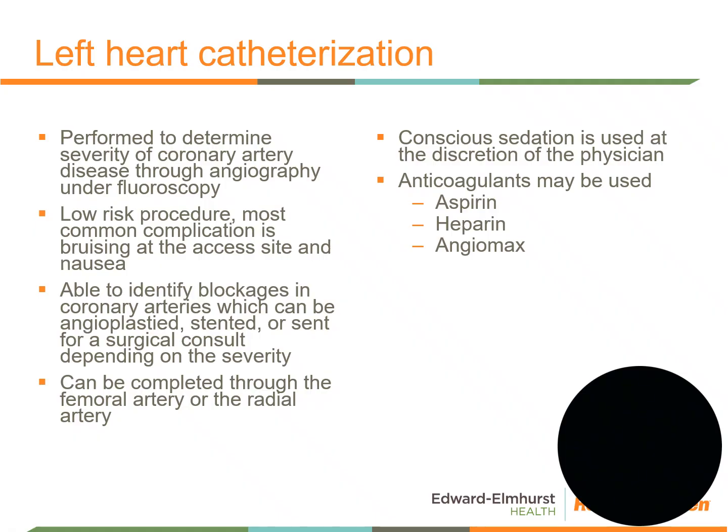So left heart cath. So what do we do these for? We perform them to determine the severity of coronary artery disease through angiography under fluoroscopy. This is a low-risk procedure, and the most common complication is bruising at the access site and sometimes some nausea. We are able to identify blockages in the coronary arteries, which can be angioplastied, stented, or sent for a surgical consult, depending on the severity. It can be done completely through the femoral artery or the radial artery.